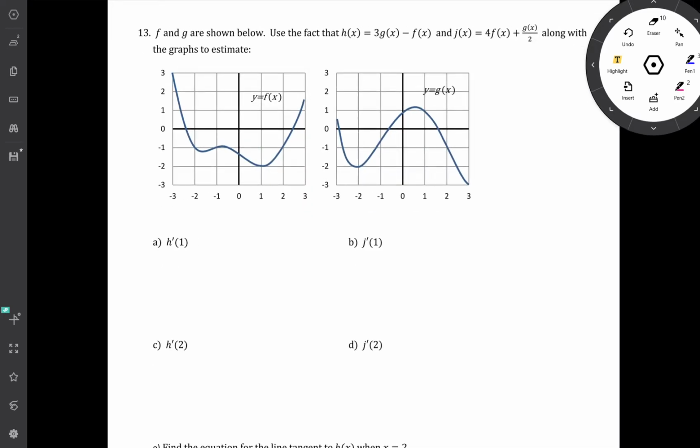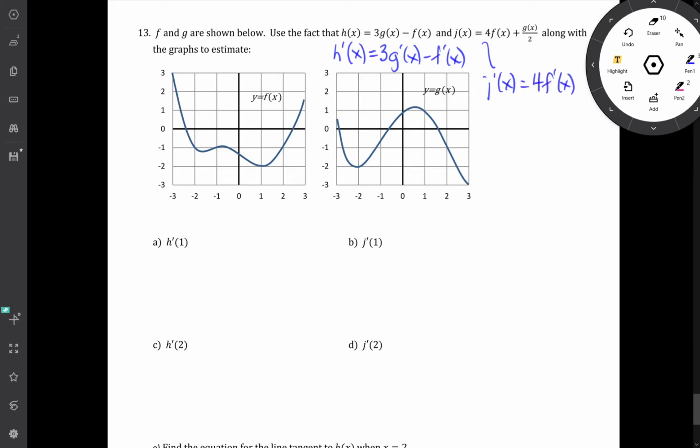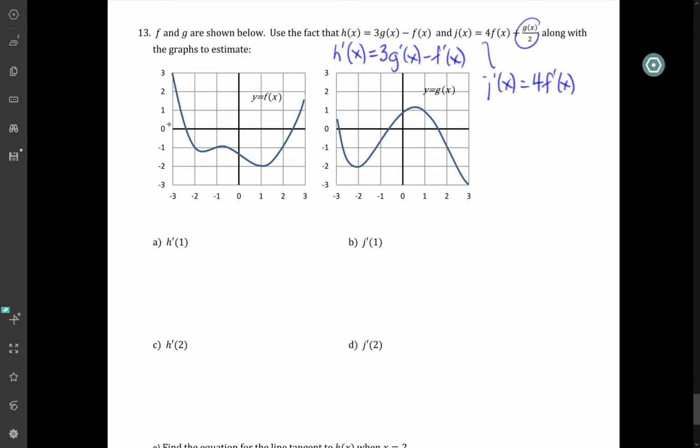Okay, so we're going to want some formulas. I'm just going to jot them down up at the top. H prime of x is going to be 3G prime of x minus F prime of x, and then J prime of x is going to be 4F prime of x plus 1/2 G prime of x. The important thing to think about is that that's the same as 1/2 G of x. Sometimes people try to make that really complicated, and it's not. So the 1/2 will just stick around, and we'll get a G prime of x.